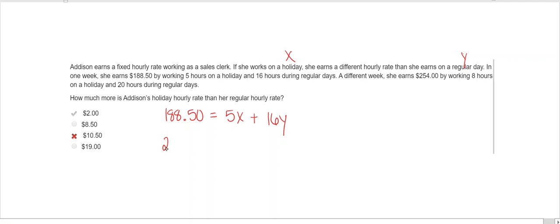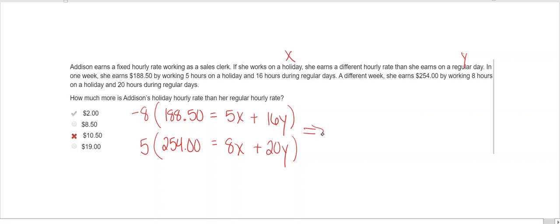So in the second situation, $254 is going to be equal to 8 hours of holiday and 20 hours of regular. So to solve the system, again, we need a coefficient in front of the same variable that has an opposite sign. You can work with 16 and 20, or you can work with 5 and 8. In my opinion, this is a little easier because the numbers will be smaller. So I'm going to try to get 5 times 8 is 40. So I'm going to multiply the top by a -8 and the bottom by a +5. That'll give me -40 and +40, which is what I need to solve the system.